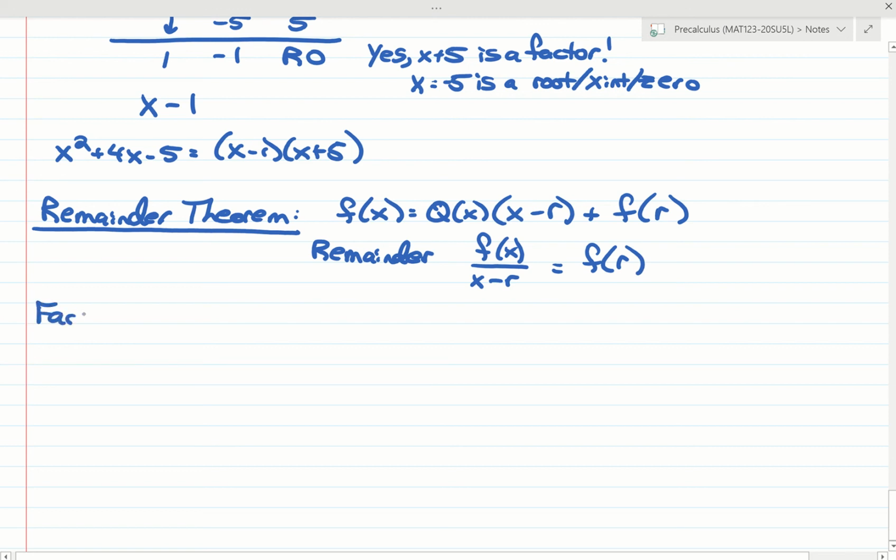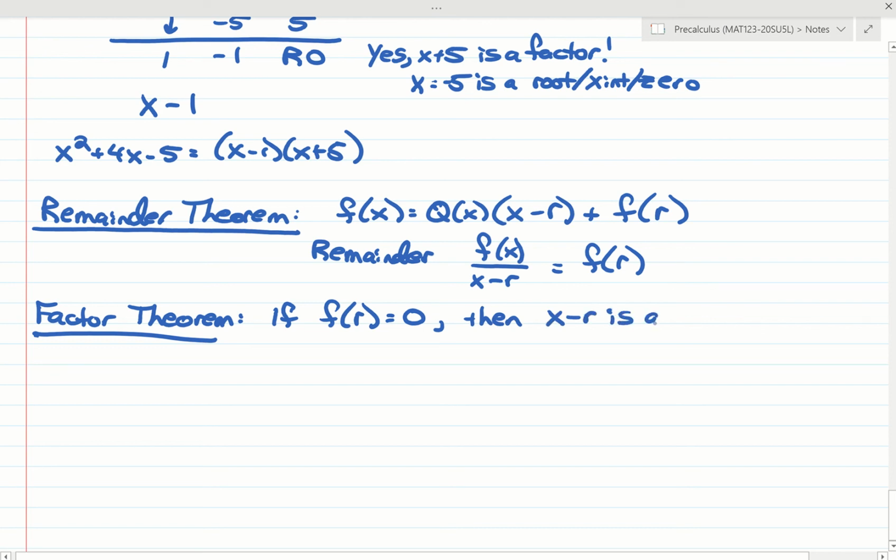What the Factor Theorem says is kind of like a piggyback off of that: if f of r is equal to 0, then x minus r is a factor of f of x. So it's pretty much saying if the remainder is 0, then it's a factor. You guys already knew that.